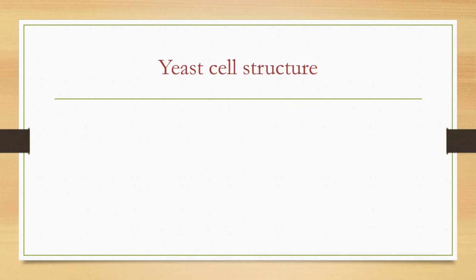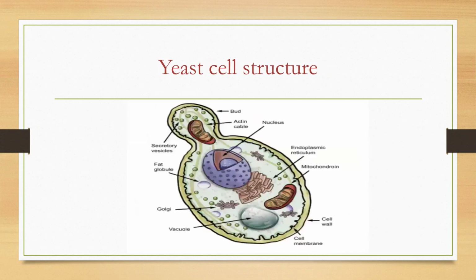Next, yeast cell structure. It's very important. Look at here. This is the bud. This is the yeast cell. I will explain it one organelle at a time. This is the cell wall. This is the bud. This is actin cable. Next, this is called secretory vesicles. This is the fat globule. Next one, Golgi complex. Next, this is called vacuole. Next, endoplasmic reticulum. This is mitochondria. This is cell wall. This is cell membrane.